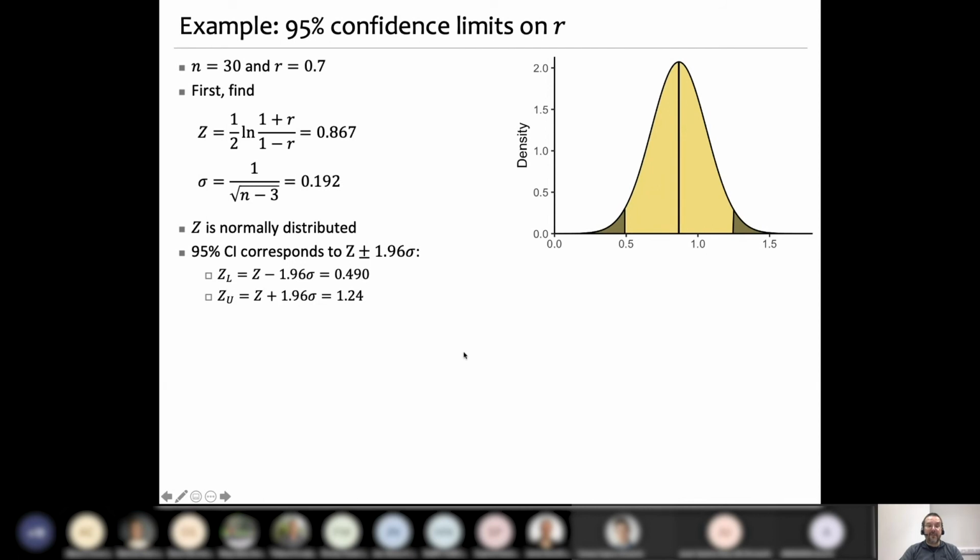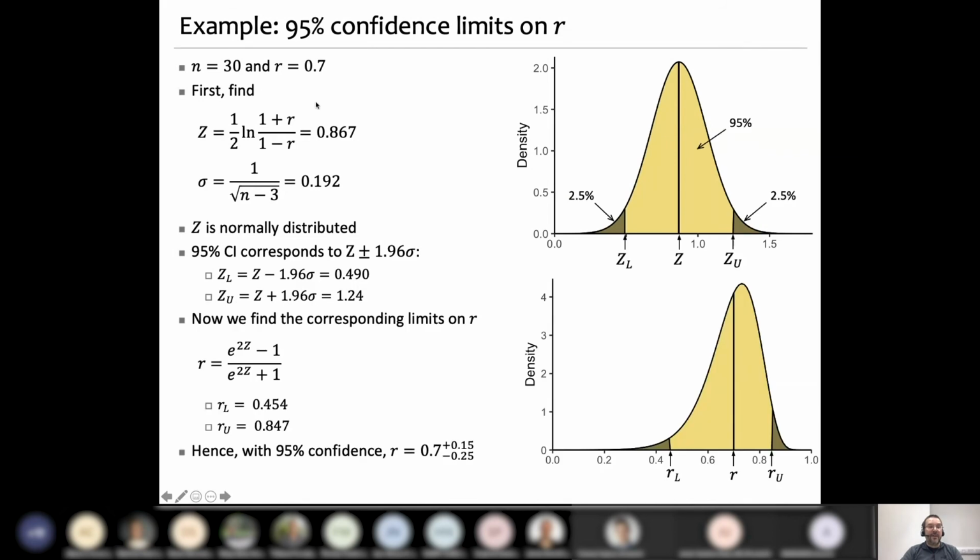So 95% confidence interval corresponds to Z plus minus 1.96 sigma. You remember this number, 1.96, it cuts off the central 95% of the normal distribution. So we take this Z, add and subtract 1.96 sigma, and these are our confidence intervals on Z. Now we reverse this equation and solve it for R. And this is very simple algebra. You can do this and plug in Z lower and Z upper, and you find lower and upper limit on R. And it's shown in these figures.